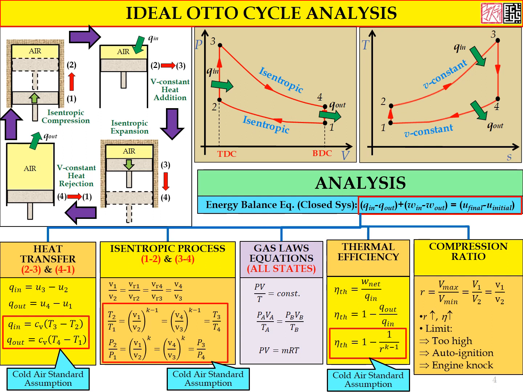However, in an actual engine, we need to limit the value of R, because if the value of R is too high, this condition will cause auto ignition and also engine knock. So this phenomenon we need to prevent in the actual operation of the petrol engine or the spark ignition engine. Okay, so these are the formulas or equations that can be used to analyze the Otto cycle, and also to determine the thermal efficiency for the Otto cycle.